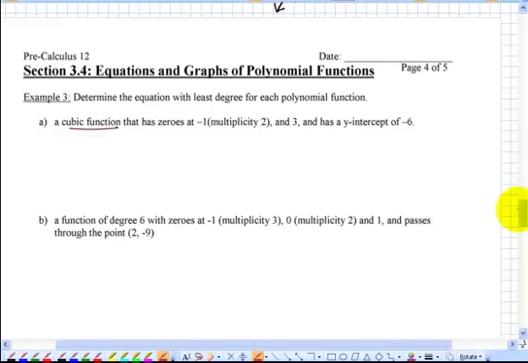Okay, cubic means cube, right? Now, when I say zeros at -1, what factor creates a 0 at -1? Yes, the factor is x plus 1. And because I say it's the multiplicity of 2, what do you think I need to put on top of this x plus 1? Yes, I need to square it, because there's actually 2 of the same zeros. And there's one more over here, 3, so of course that'd just be x minus 3.